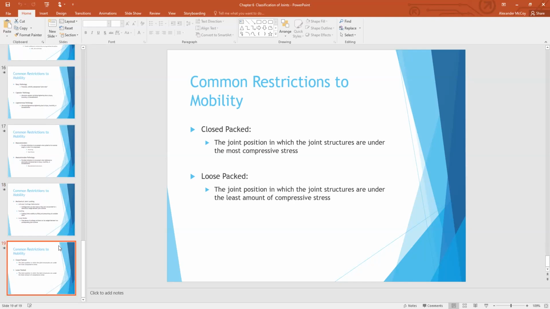Last few things here. Closed packed versus open packed or loose packed position. And this has to do with where you are in the joint angle and how that opens or closes your joint space. So closed packed is a joint position in which joint structures are under the most compressive stress, versus loose packed is the least amount of compressive stress.